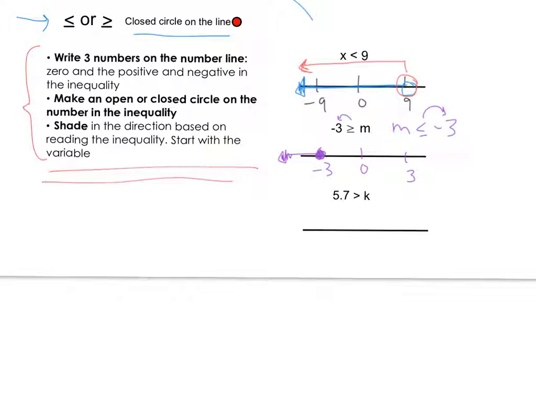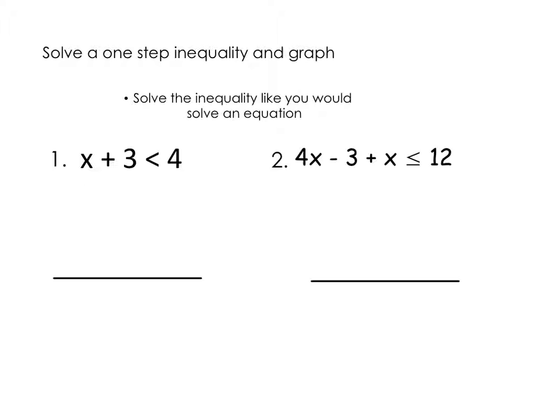Okay, and the last one, I'm going to rewrite 5.7 is greater than k to say k is less than 5.7. Write in 0, 5.7, or I'll put 0 and 6, and negative 6, because I want to write integers. And then here I'll even reference a 5.7, and then I need an open circle at 5.7 because I just have a less than symbol, and I'm going to shade to the left because it's less than 5.7.